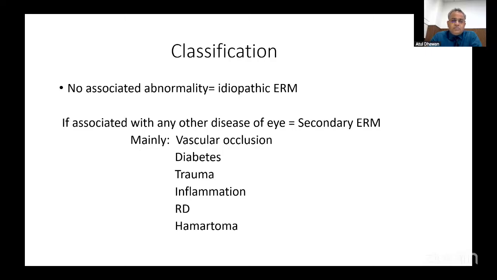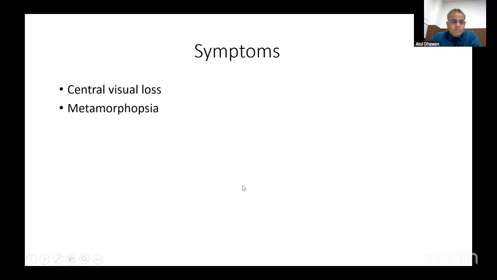If it is not associated, it is called idiopathic ERM. Most of the secondary ERM are associated with vascular occlusion like BRVO, CRVO, diabetes, trauma, inflammation, uveitis, retinal detachment, either pre-op or post-op, hematoma, and many other cases.